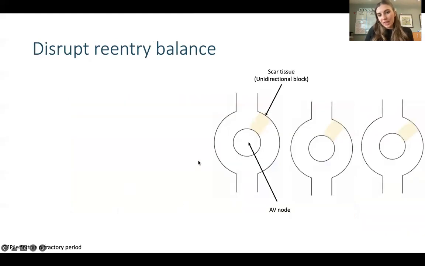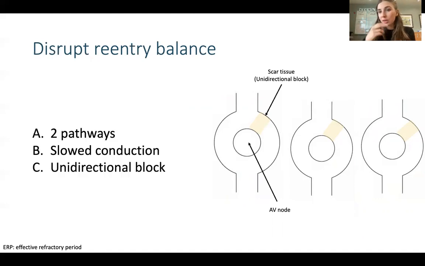So again, think about our AV node being the center right here, and say a patient experienced a myocardial infarction, and now they have this scar tissue here. When they develop this scar tissue, there's got to be some sort of unidirectional block, meaning that you can have movement going through it retrograde, but not anterograde. So there's got to be 3 criteria to have a reentry mechanism. You got to have 2 pathways, and one of them has to have slowed conduction, okay? And then there's got to be this unidirectional block.